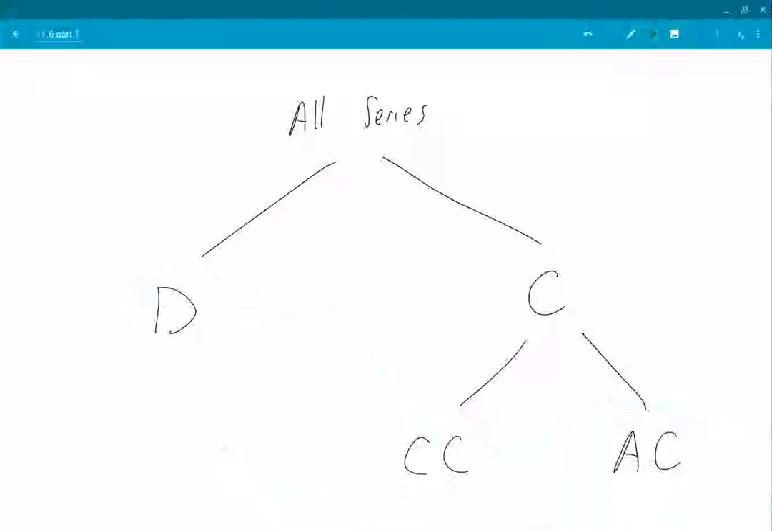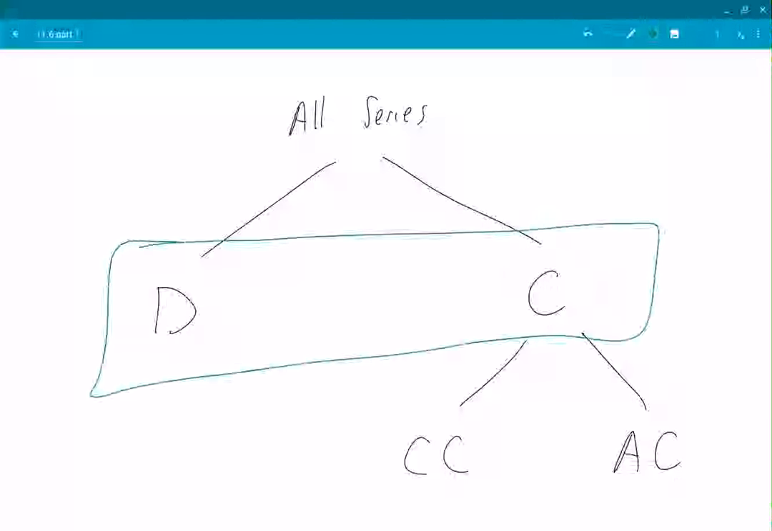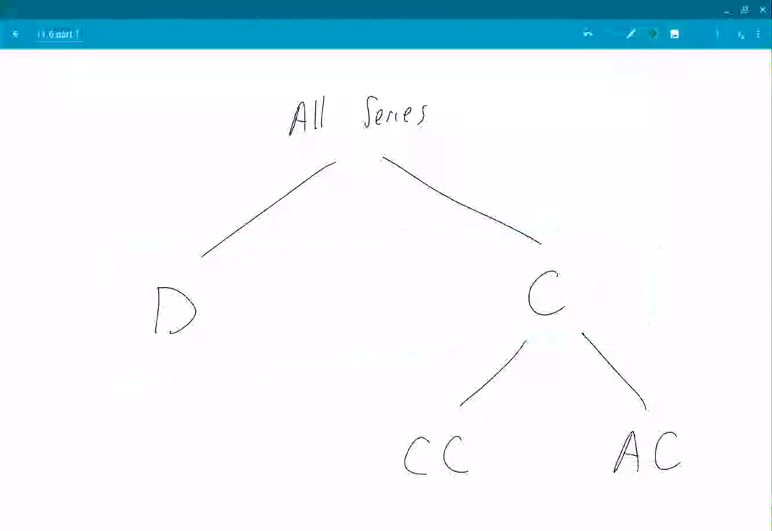Another way, but a less refined categorization, is just to break it up into two pieces, where every series is either convergent or divergent. But typically what we're going to do is take the category of convergent series and break it up into these two pieces.